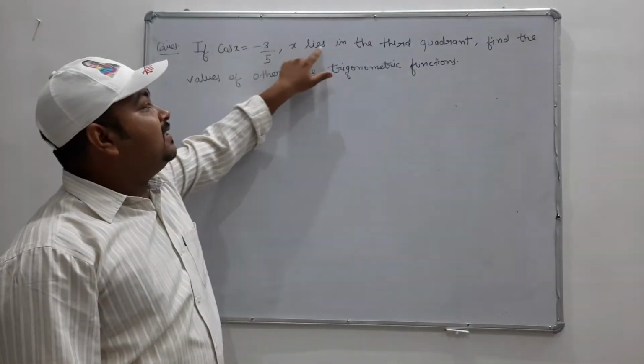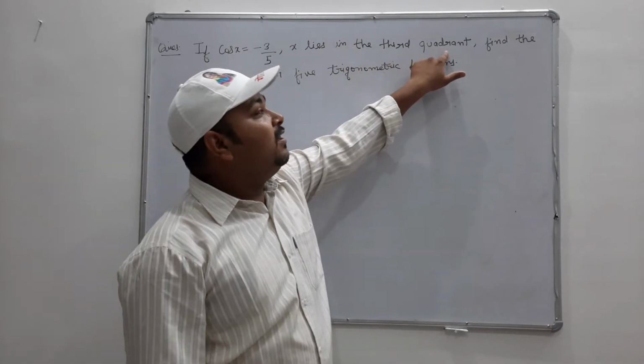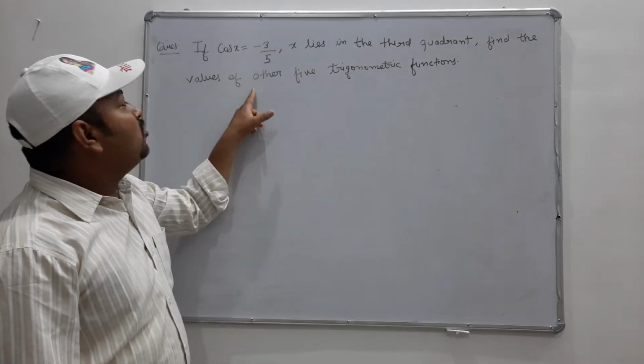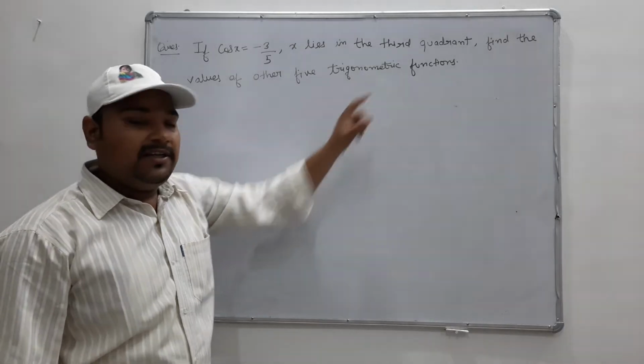As in the previous class we studied, now today we will discuss: if cos x is equal to -3/5 and x lies in the third quadrant, then we have to find the values of the other 5 trigonometric functions.